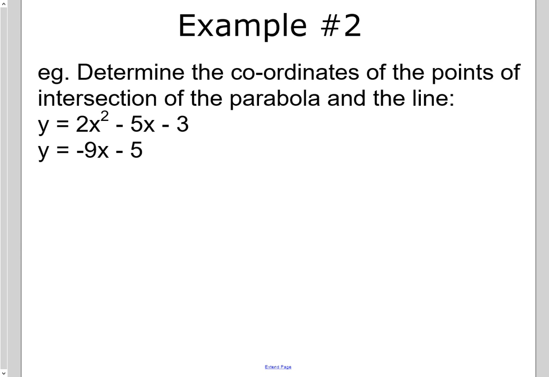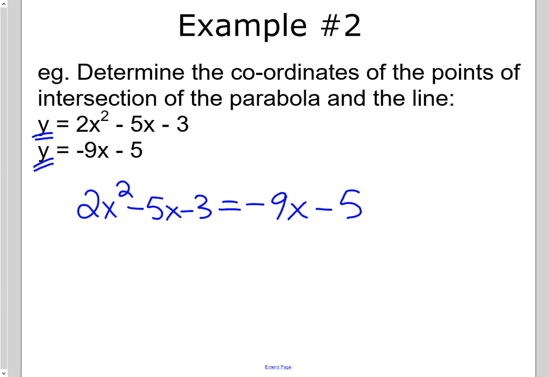So what we're going to do is we're going to say, since y is equal to this expression and y is equal to this expression, it must mean that those two expressions are equal to each other. So 2x squared minus 5x minus 3 must also be equal to -9x minus 5. So we're going to take our two expressions and put them equal to each other since they're both y equals. Then I'm going to move all my terms over so that they are on one side.